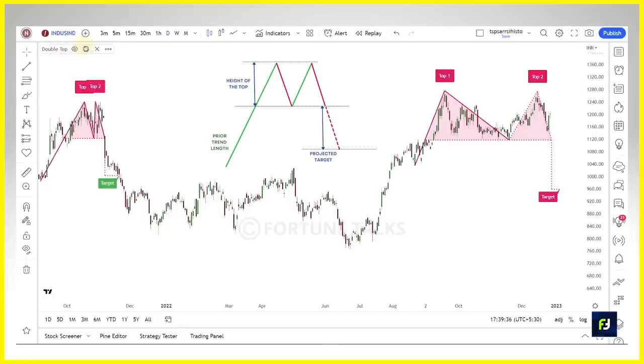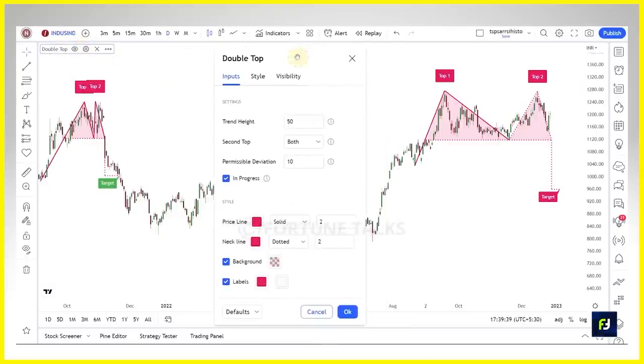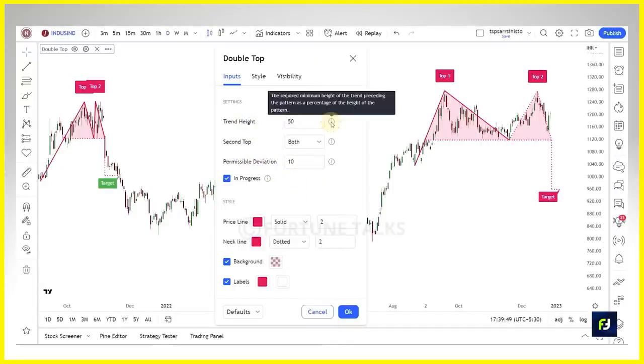Now let's select the setting icon of this indicator. And as you can see, there are more options available like the trend height, second top, and finally the permissible deviation. Now the trend height parameter is asking you for the minimum height of the prior uptrend, since we know that double top is a trend reversal pattern, particularly a bearish trend reversal pattern. So on a strong uptrend, a double top could be a minor retracement, while during a weak uptrend, it could be the start of a potential reversal. So play with the values to find the best combination.